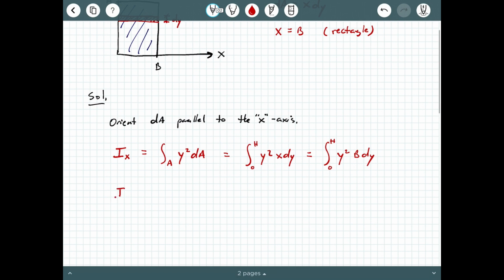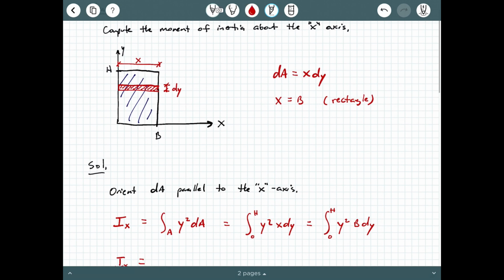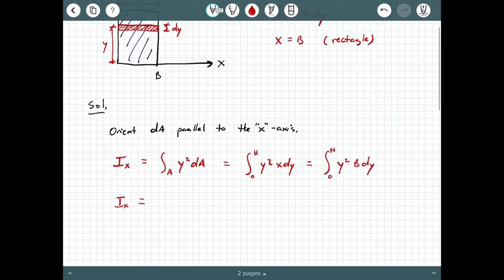So now we're going to say I sub x equals, and notice that the variable we're integrating with respect to is already here. We have this variable y. Before I evaluate this, where is y? Y is this variable moment arm. Y is that variable moment arm.